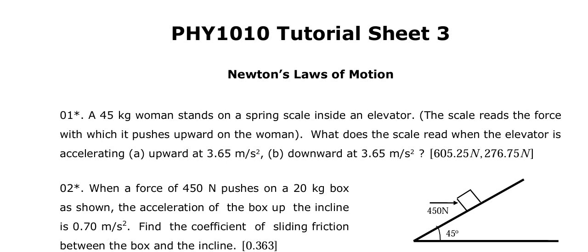In this video, we're simply going to look at Newton's laws. These are practice questions from the Physics 1010 tutorial sheet 3. The first question is, a 45 kilogram woman stands on a spring balance inside an elevator. The scale reads the force with which it pushes upward on the woman. What does the scale read when the elevator is accelerating upward at 3.65 meters per second squared, and also when it's accelerating downward at 3.65 meters per second squared?